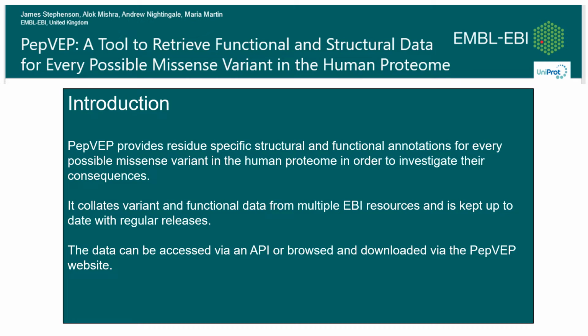PepVEP is a new resource from the EBI, which provides residue-specific structural and functional annotations for every possible missense variant in the human proteome in order to investigate their consequences. It collates variant and functional data from multiple EBI resources and is kept up to date with regular releases.